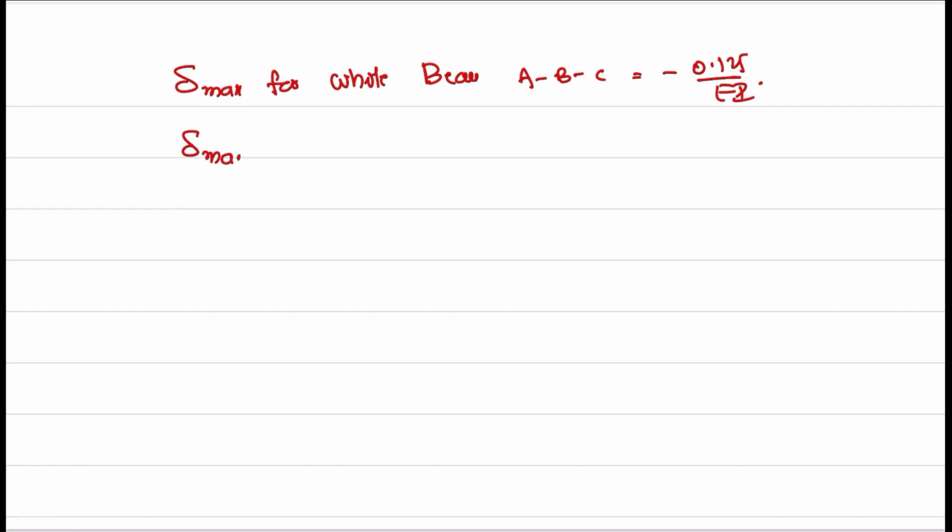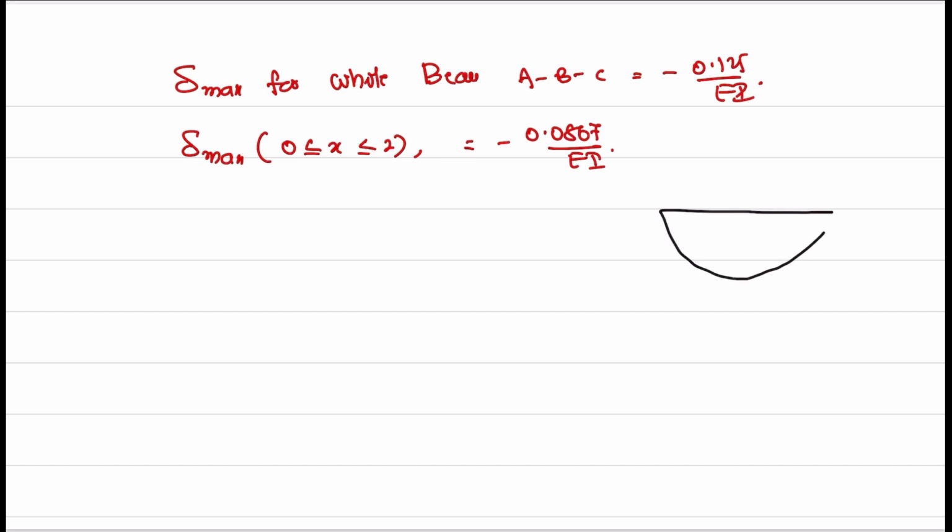Delta max between 0 and 2 is equal to minus 0.0867 by EI for that portion. In MCQs, to confuse you, they may ask you to find the maximum deflection at a particular portion, because deflection is becoming 0 at two points. Please try to understand the concept. Deflection is becoming 0 at 2 points.